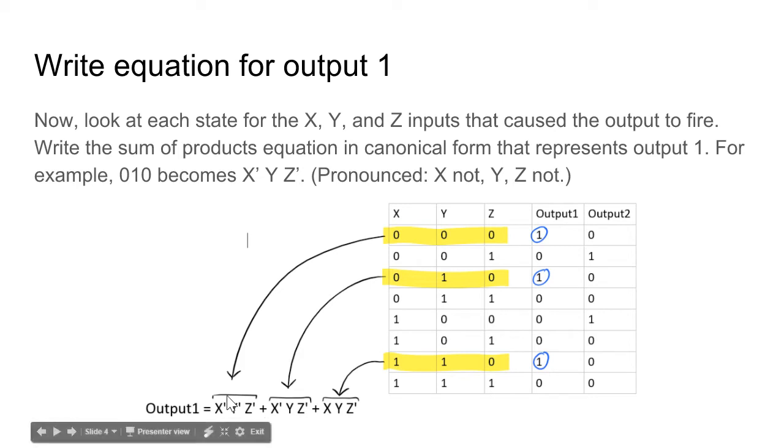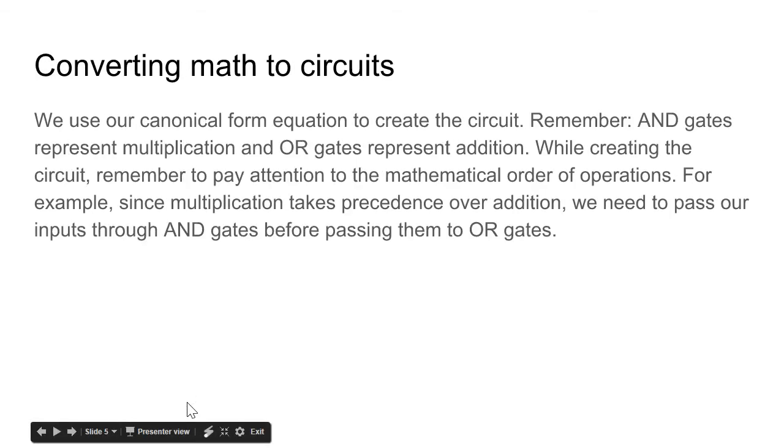And then after we've got all of our products, we want to take each product and pipe that into an OR gate so that we add them all together. So that OR gate will have 3 inputs as well, because we want to add together this first product, this second product, and this third product. And then the final output of that OR gate will be our answer. That'll be for our output 1.